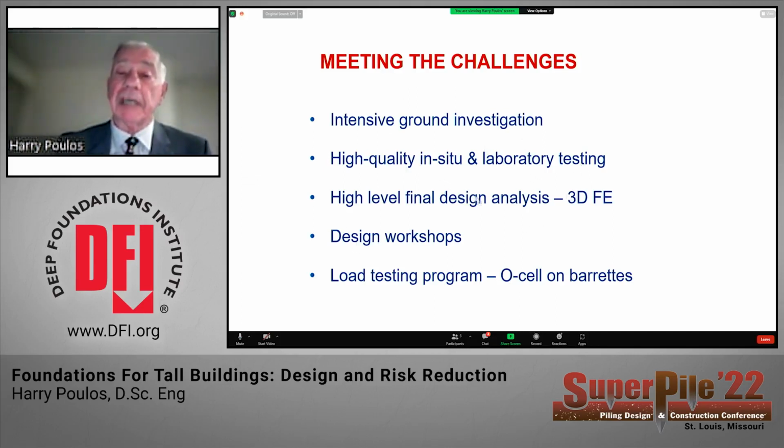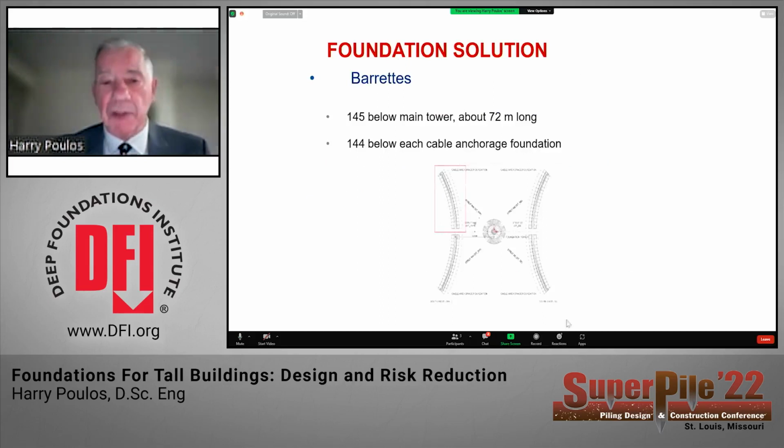high level foundation design analyses, but again, also some preliminary analyses, but the final analyses were done using three-dimensional finite elements. There were design workshops, and then there was a load testing program. And here the Osterberg cell was used on barrettes. I think you call them load-bearing elements here, but the foundation system itself was a system of barrettes.